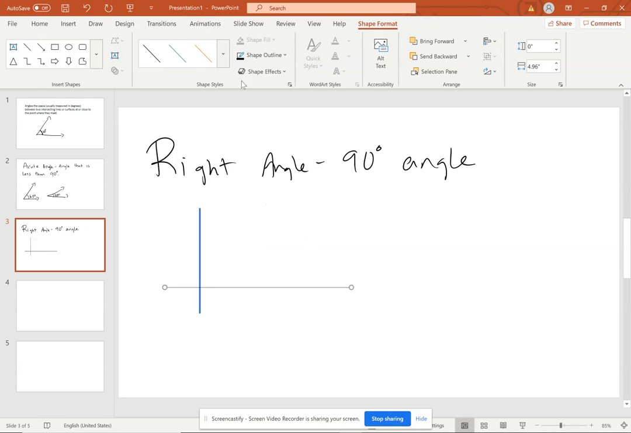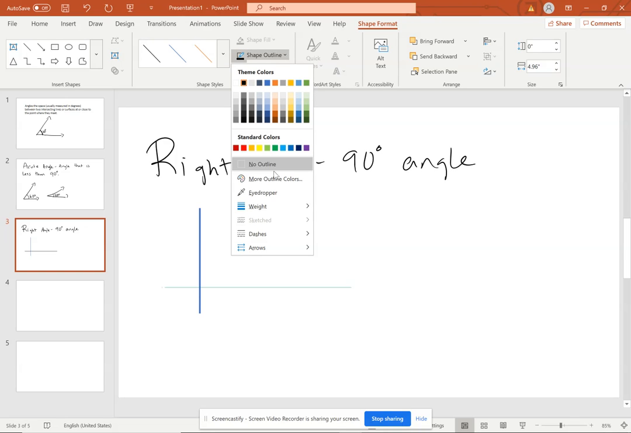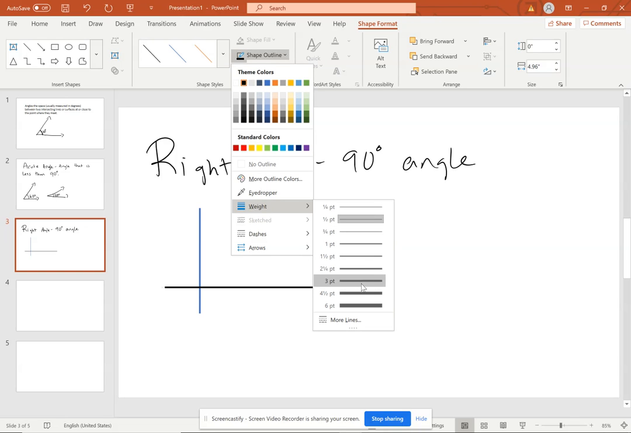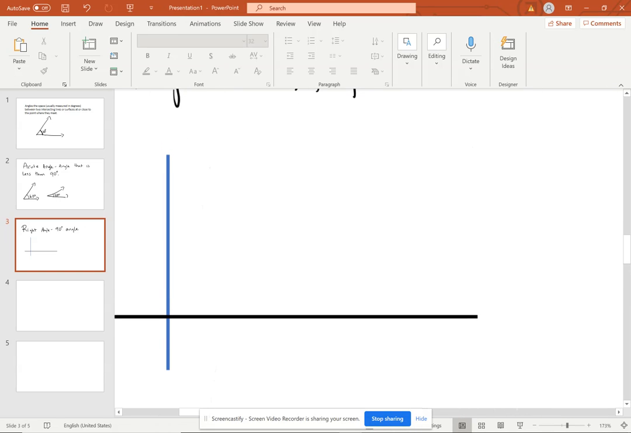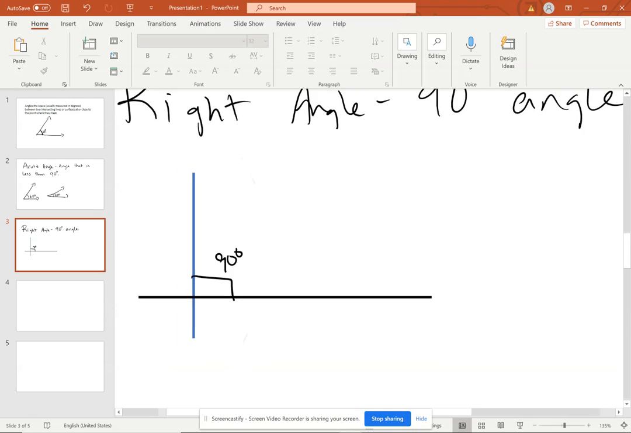There are no differences between their measures. They're always going to be 90. The blue and the black line intersect at this point here, and they make a 90-degree angle. Usually, the shortcut notation for this is a box there to tell you that this is 90 degrees. Okay.